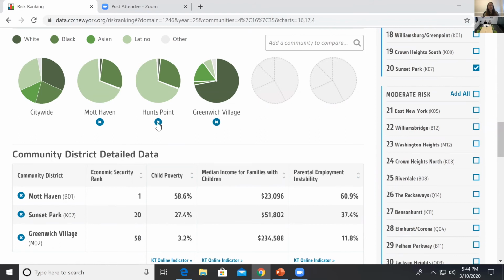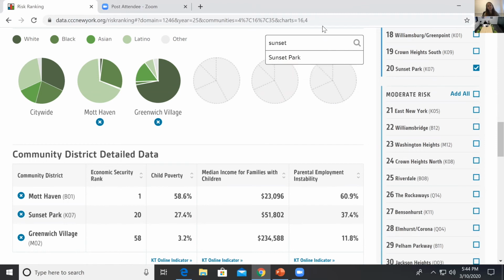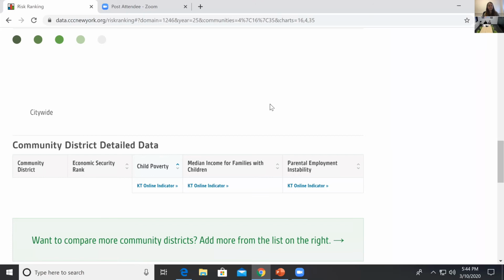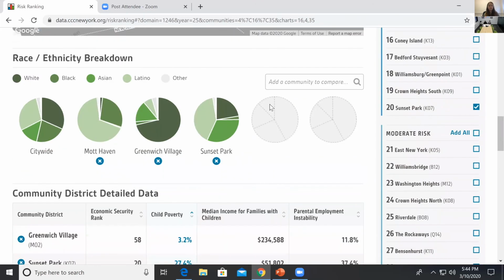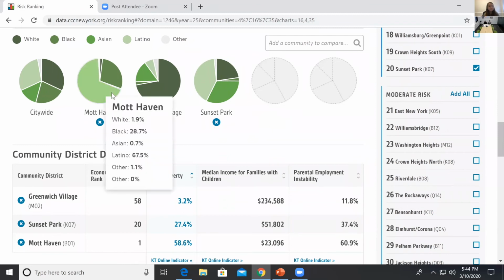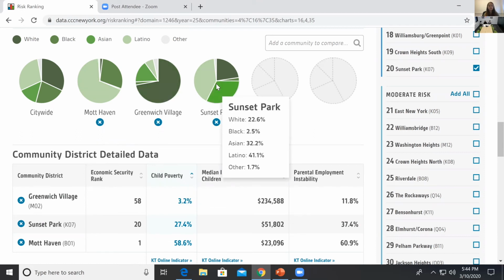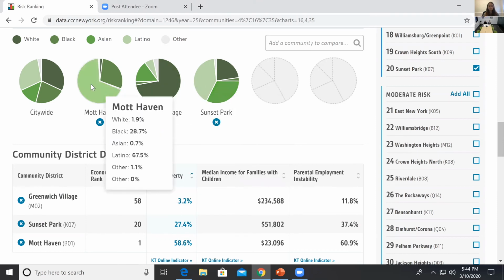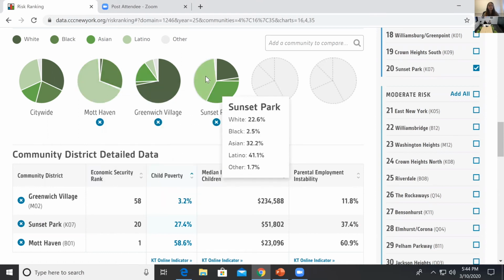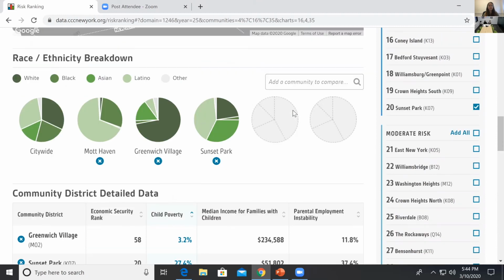Another interesting thing is if we compare, I'm taking off this and I'm taking off this, and I'm putting in Sunset Park. You will see that it's not just a socioeconomic disparity. It's also a racial disparity, right? Mott Haven is predominantly Black and Latino, and Greenwich Village is overwhelmingly white. So, these are just kind of interesting additional things that this tool can do to help you gain a more comprehensive picture of what's going on.